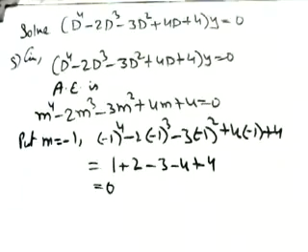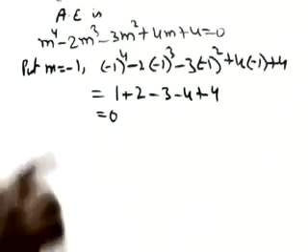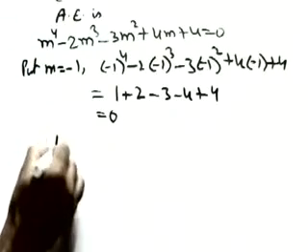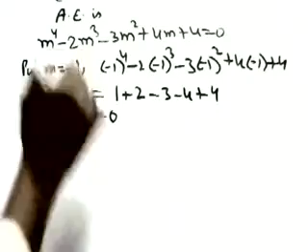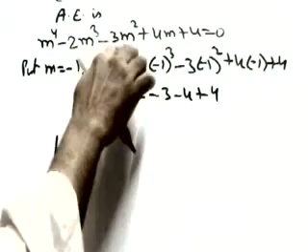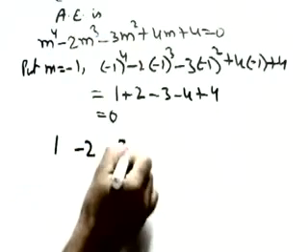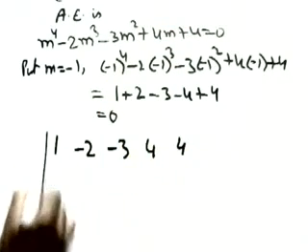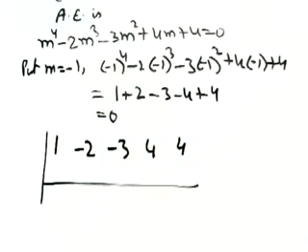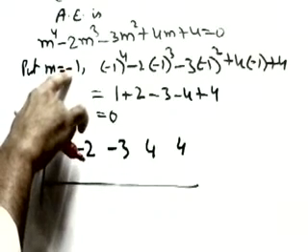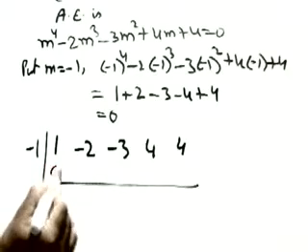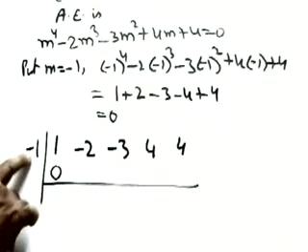Now if we divide it by the synthetic method, you will get the cubic equation. How to divide? You start here. The coefficient of m^4 is 1. The coefficient of m^3 is -2. The coefficient of m^2 is -3. The coefficient of m is 4. The constant is 4. We have to divide this by synthetic division, by -1. So -1, and always you have to write 0 here.